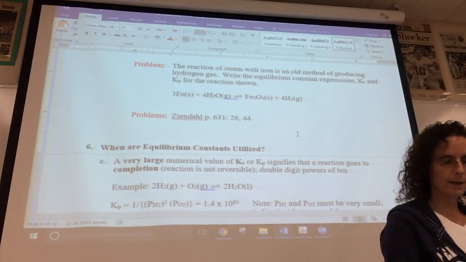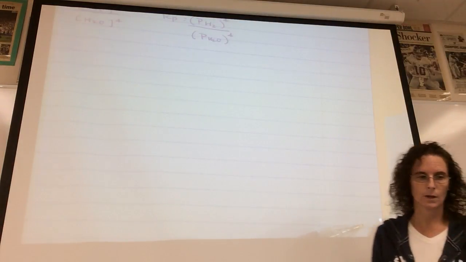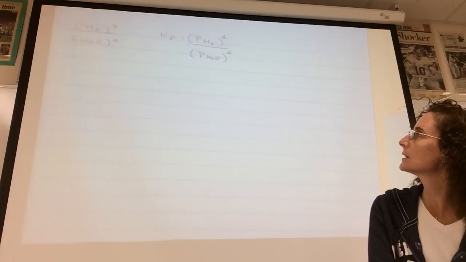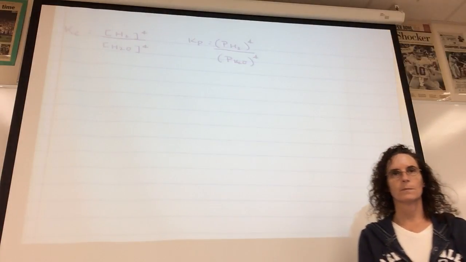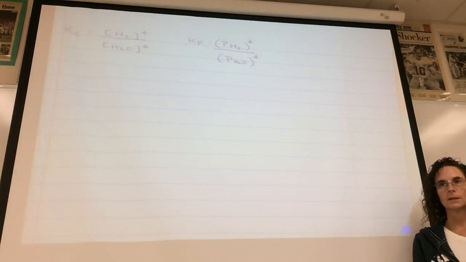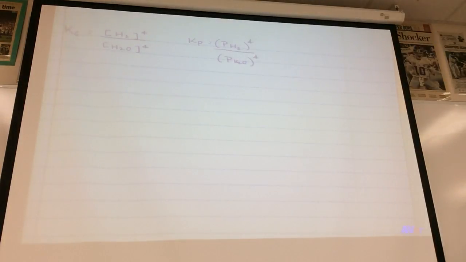Well, they're sort of the same. One has brackets, one has parentheses. Now, would Kp be equal to Kc in this problem? Yes, it will. Because the delta n of the gas is 0, because it's 4 after the 4.